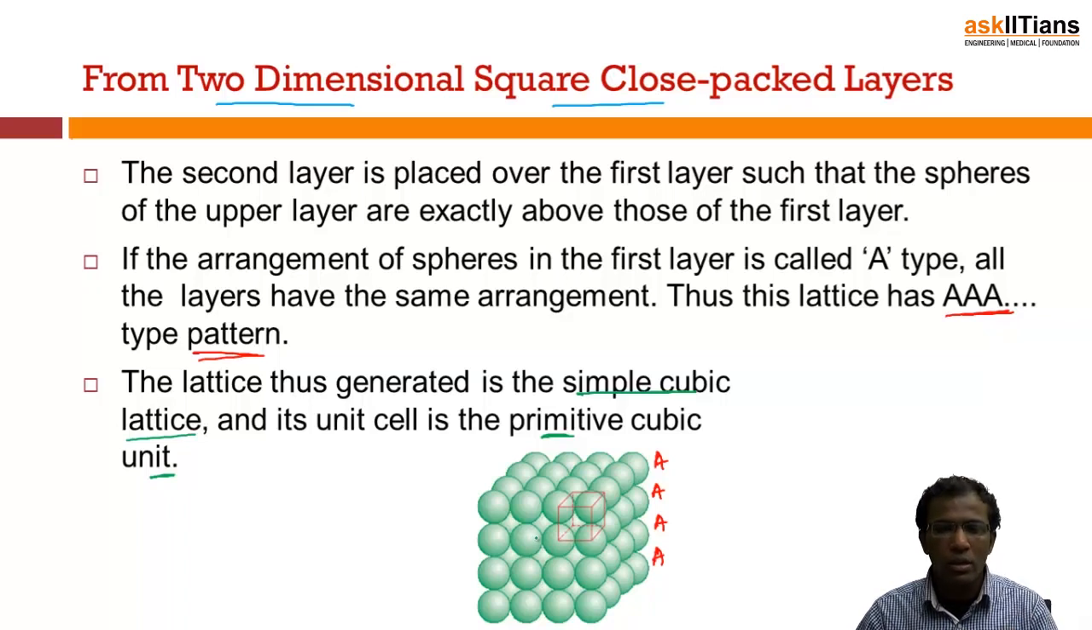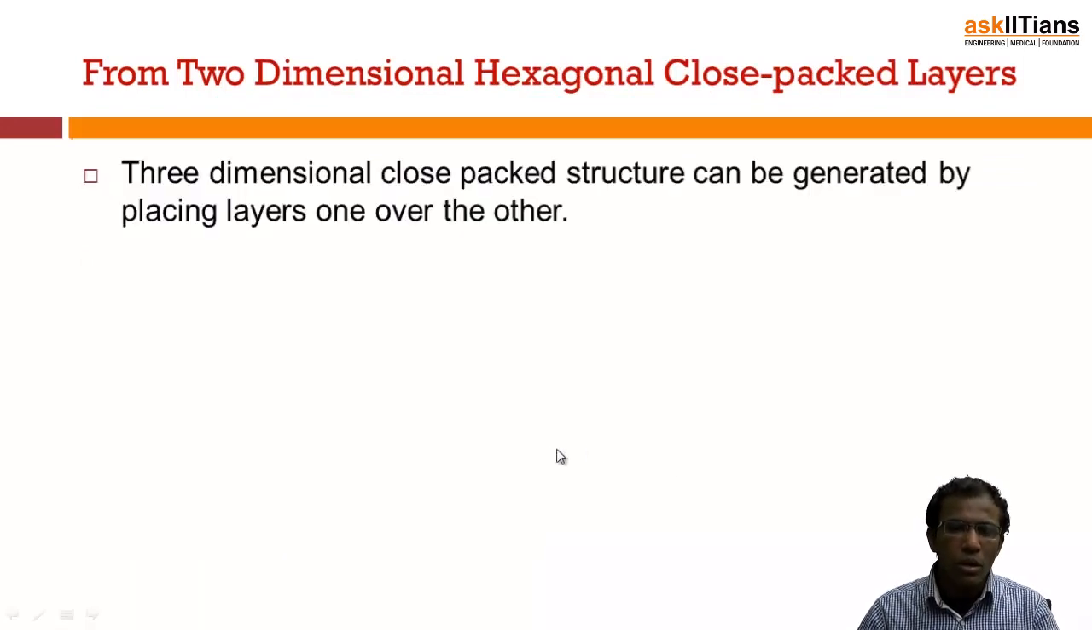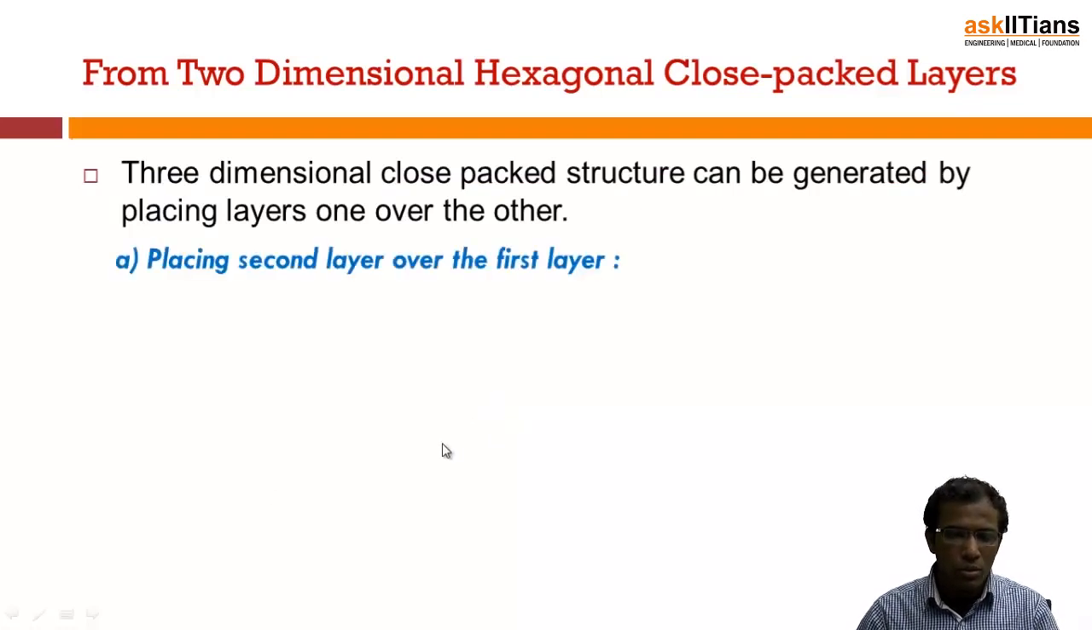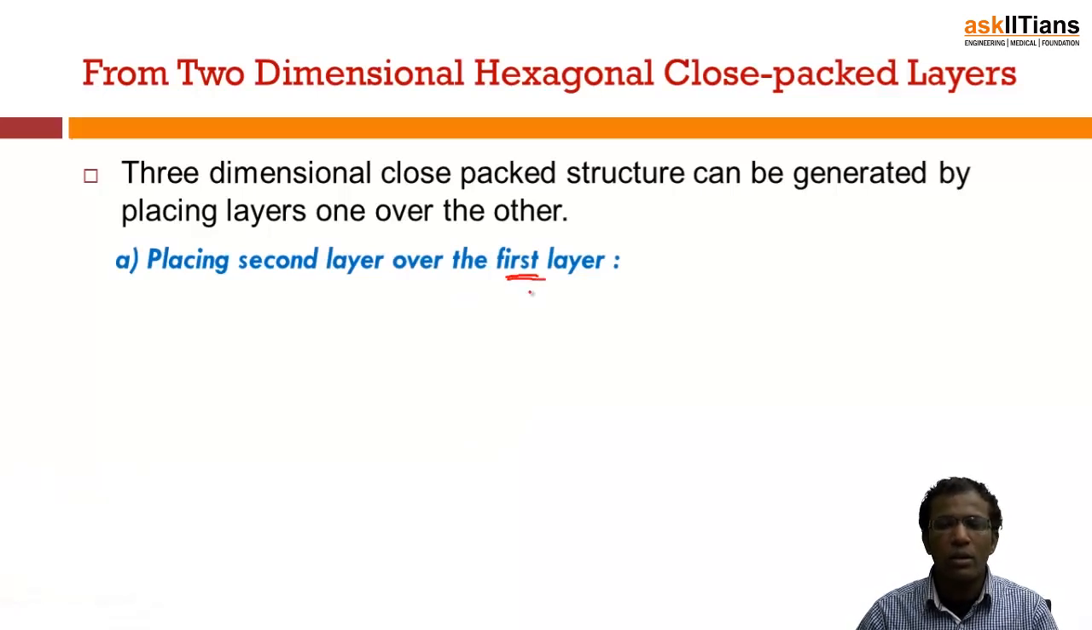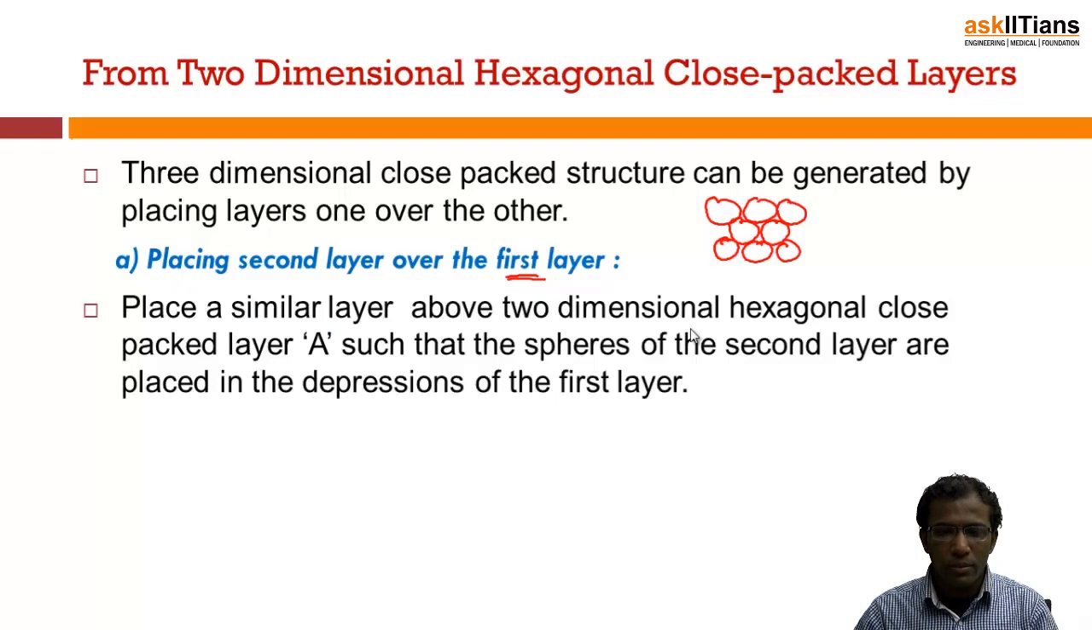Now let's discuss the other 2 3D packings, which are more efficient than this, and also more complicated. From 2D hexagonal packed layers, the 3-dimensional close packed layer can be generated by placing layers one above the other. So now, placing the second layer over the first layer. The first layer we have is a hexagonal close packed layer like this, which we already discussed. So this is my first layer. Now I am placing the second layer over this first layer. Let's see how I can place it.